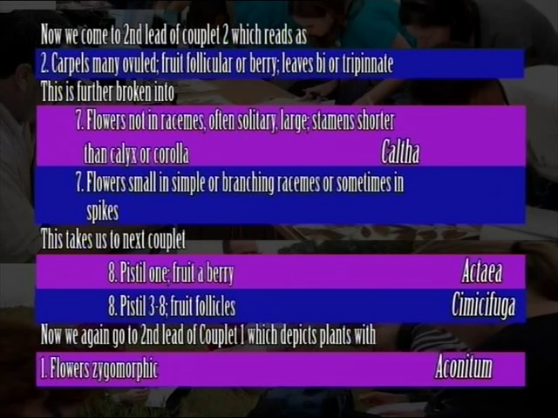This takes us to the next couplet, 8, which has two leads: pistil 1, fruit a berry, which refers to Actaea, and pistil 3 to 8, fruits follicle, which are the characters of Cimicifuga.